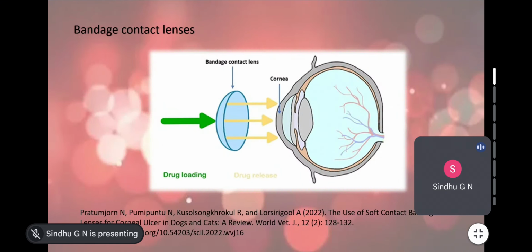And of late, we are using bandage contact lenses. It is a little difficult to maintain in pets because most of the time they remove it or they will fall off. But it is a very good modality to manage corneal ulcers. Especially, they will help in distribution of the drug. Sometimes drug impregnated bandage contact lenses are also there. So they will give a sustained release of antibiotic, and that's how it helps in ulcer healing.